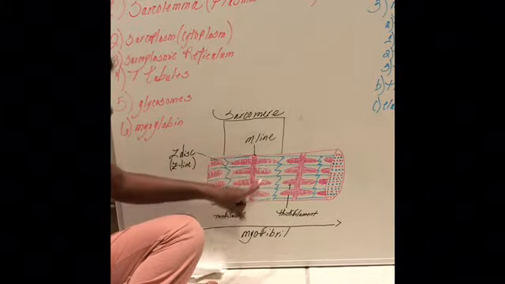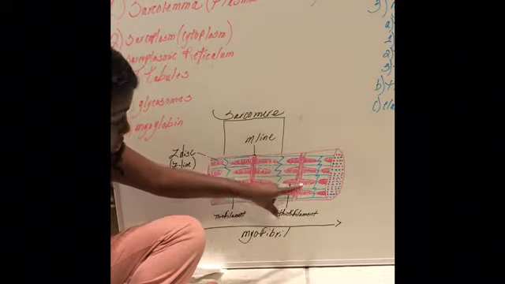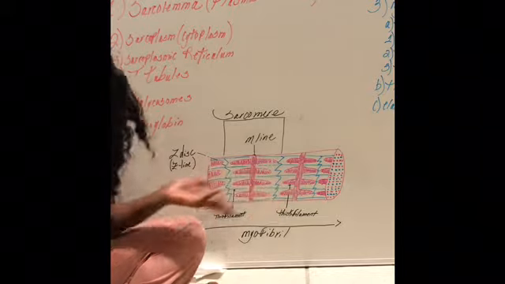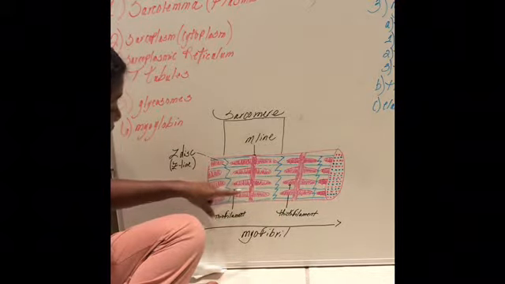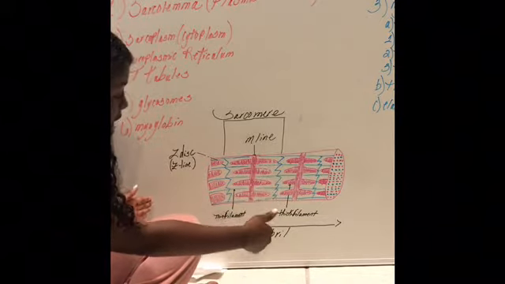M line goes down the middle. Thick filament is right here. As you can see, it's thick, so that's where it gets its name from. And thin filament is right here. And this whole thing is a myofibril.